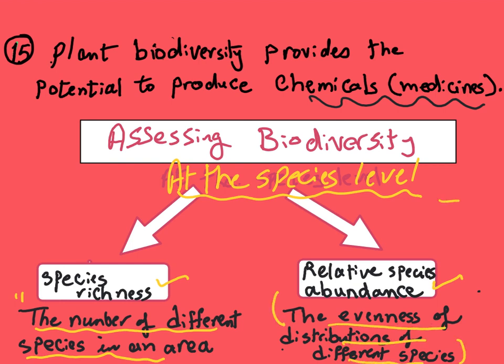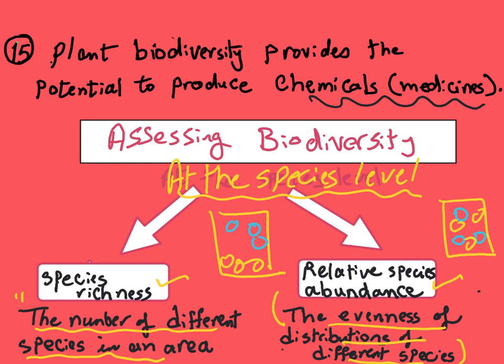So if you have an area, we are looking at how the species are distributed. Suppose we have two different species of organisms. Here we can say that those two different species are evenly distributed. Whereas if you draw them like this, they are in the same number, but the distribution is uneven. Okay, this is what we mean by relative species abundance: the evenness of the distribution of different species in an ecosystem.